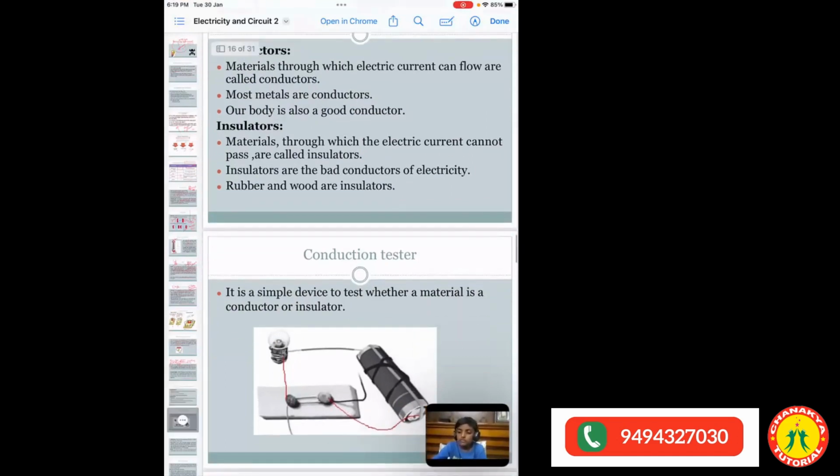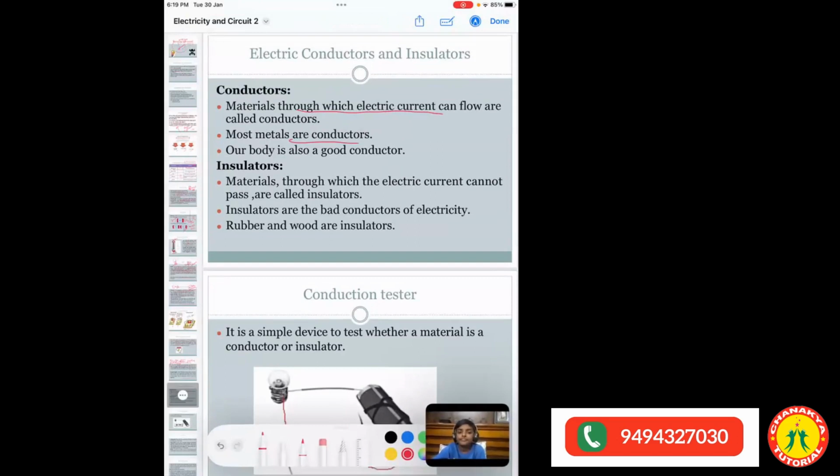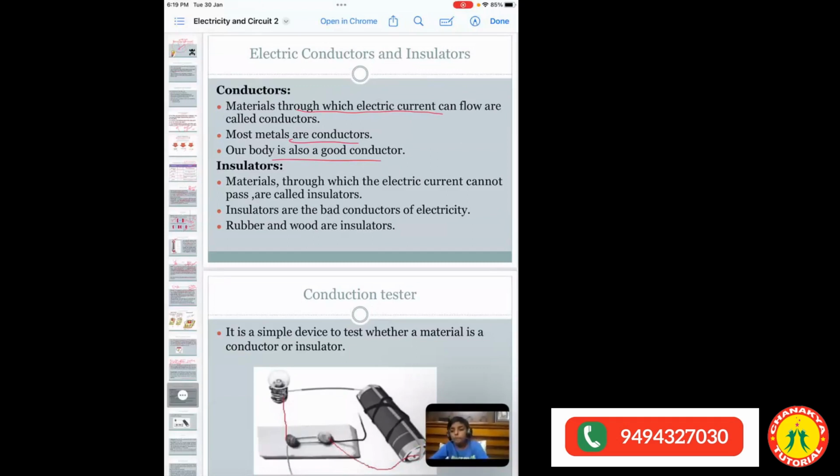Okay, coming to the next one, conductors and insulators. Conductors are materials through which the electric current can flow easily. Mostly metals are conductors and they help to pass on the electric current. Our body is also a good conductor. So that is why you might have heard from your parents that you should not touch the switches with wet hands. Why? Because we are also good conductors.